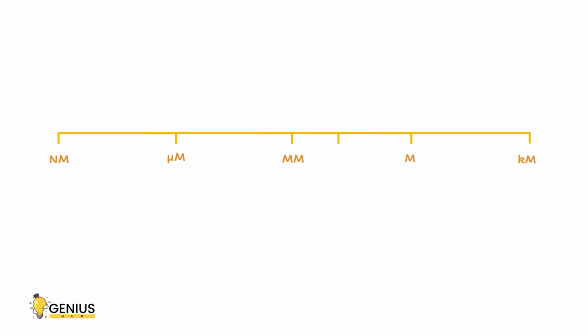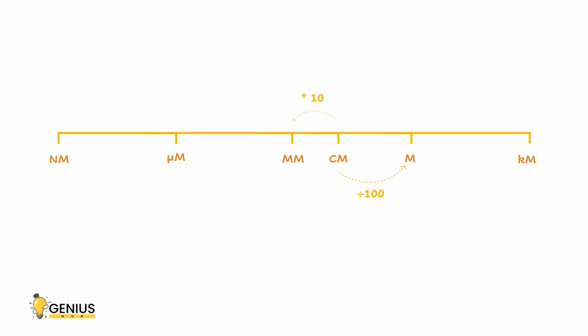For understanding small-scale measurements. Lastly, let's discuss centimeters, positioned between millimeters and meters on the scale. 1 centimeter equals 10 millimeters, and 100 centimeters make up 1 meter. To convert centimeters to meters, divide by 100. To convert to millimeters, multiply by 10.